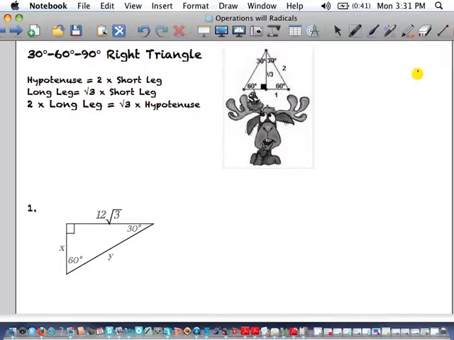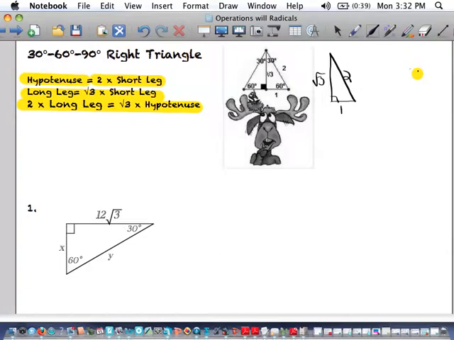For example, in the 30, 60, 90, the length of the hypotenuse is equal to 2 times the length of the short leg. The long leg is equal to the square root of 3 times the short leg. You can see by our little moose over here, he has this confused look and a right triangle above his head. The relationship is 1, square root of 3, and 2.